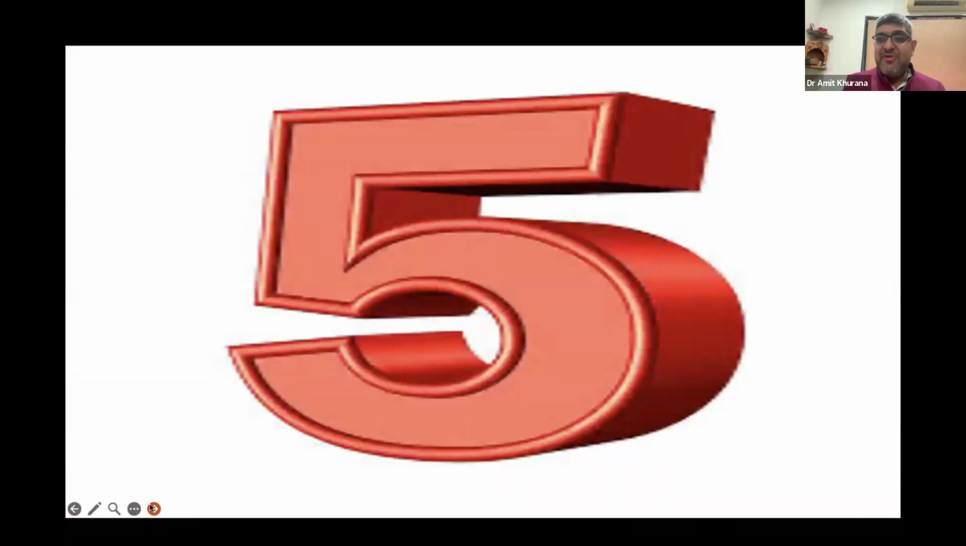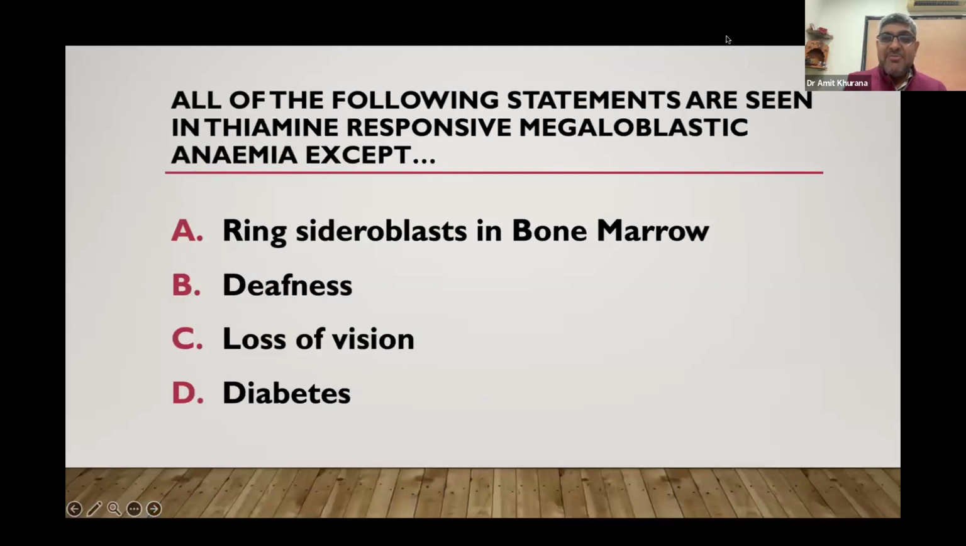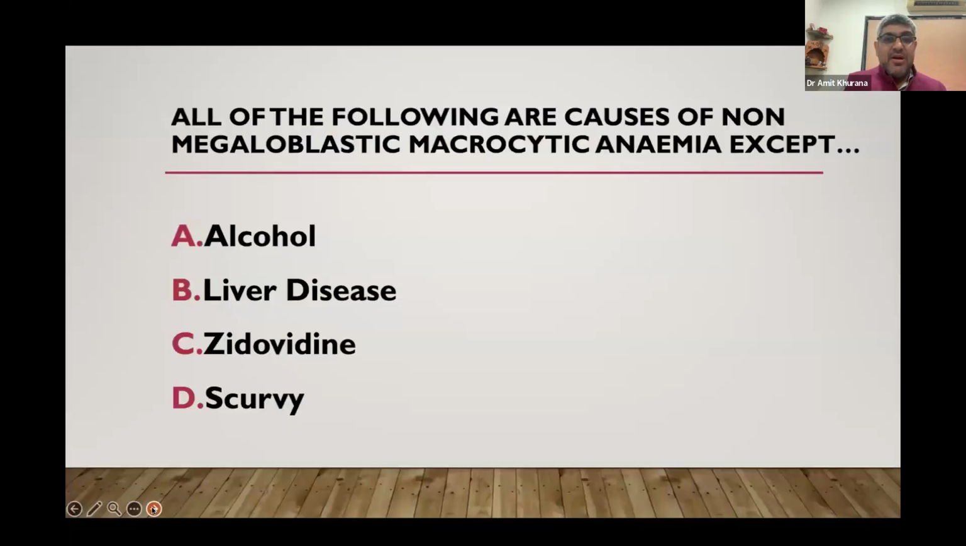Well, go with question number 5. All of the following statements are seen in thiamine responsive megaloblastic anemia except: ring sideroblasts in bone marrow, deafness, loss of vision, or diabetes. Well, we'll go with question number 6. All of the following are causes of non-megaloblastic macrocytic anemia except: alcohol, liver disease, zidovudine, or scurvy.